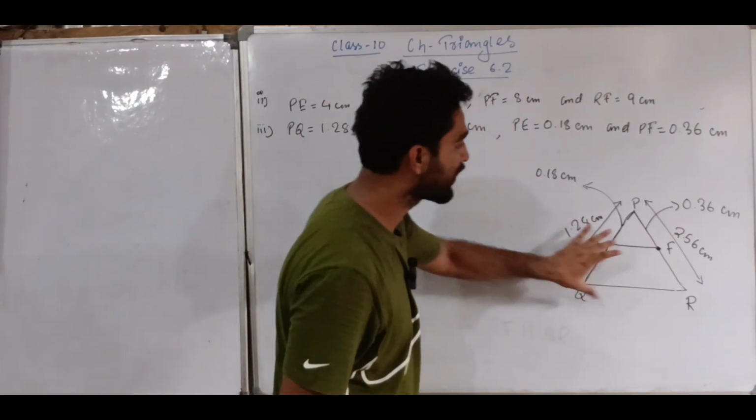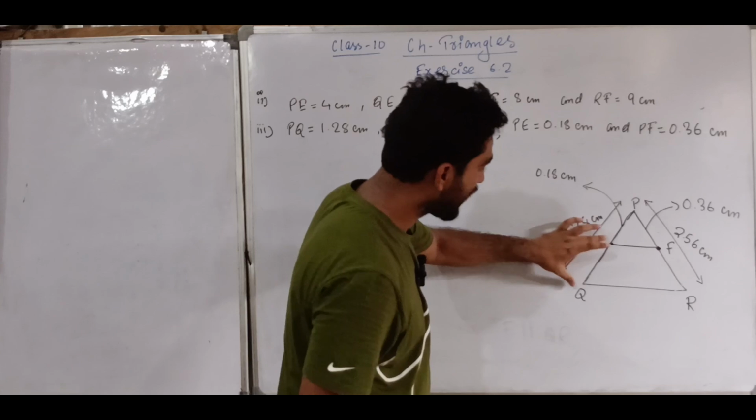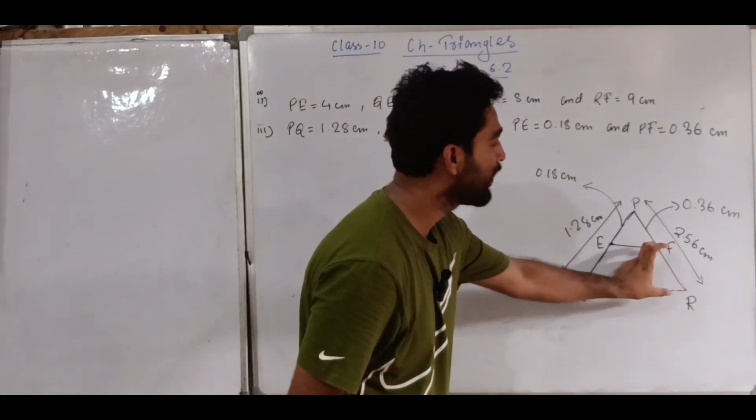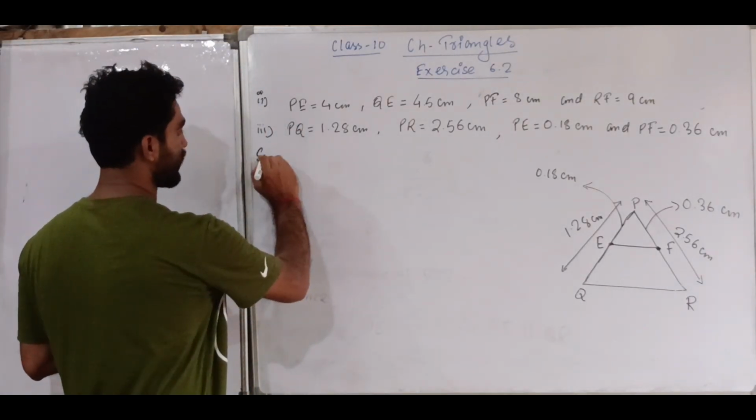This EQ distance is not given, FR distance is not given. Though the EQ and FR or RF distance is not given, but easily we can calculate this distance. So solution number.